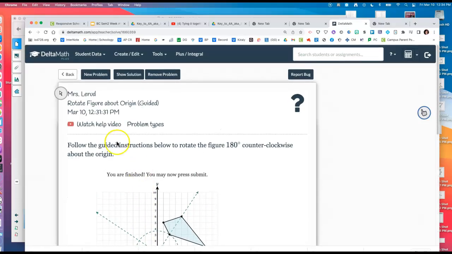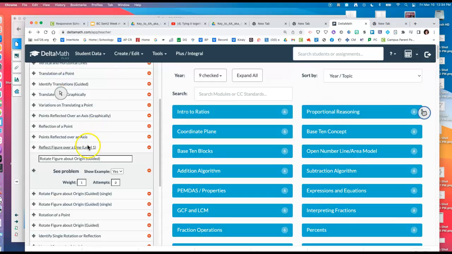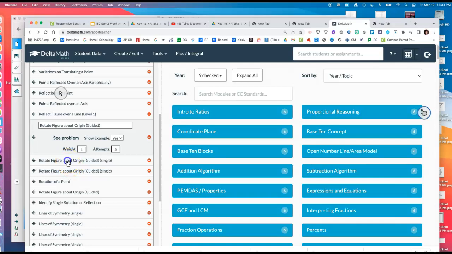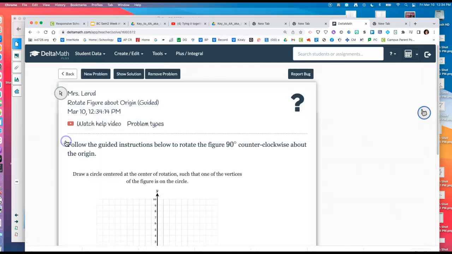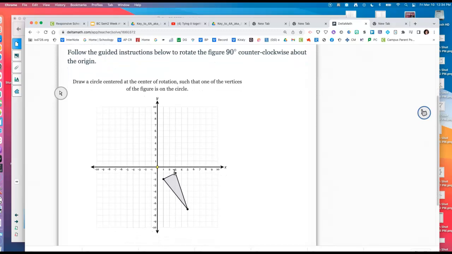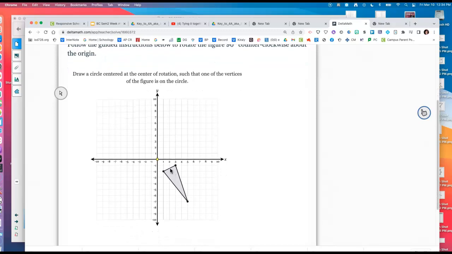Okay, now we're going to do the other two. The other two we're going to do is this next guided one. So click, go into your problem, and we're going to be doing a 90-degree turn against the clock, or counterclockwise, and we're going to come up with a pattern for that as well. Starts the same way. It just says draw a circle until you're on one of the vertices. And then we click and we draw a line connecting.